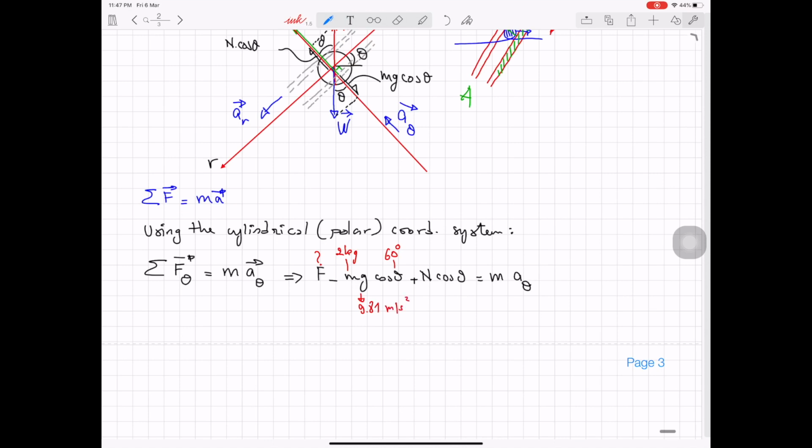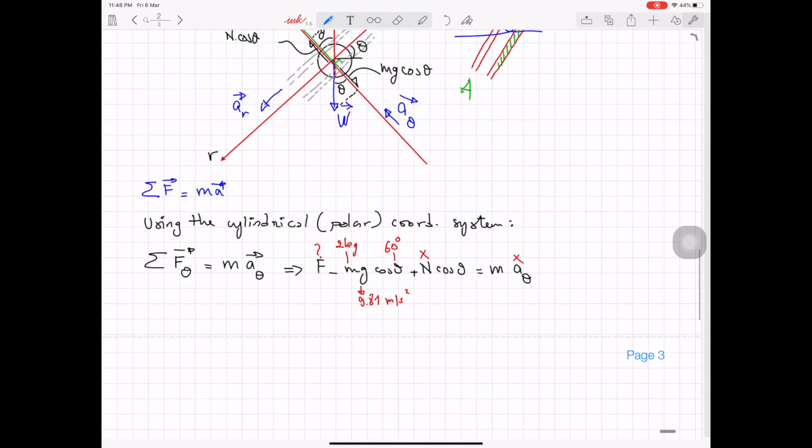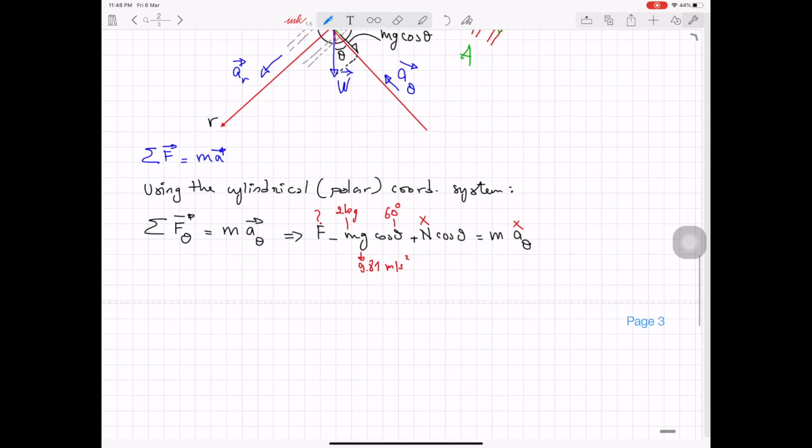Now here is the issue. I don't have N, the reaction of the horizontal support, and I don't have A theta, the transverse acceleration. So this is the issue. I don't have N and I don't have A theta. Imagine if I have N and A theta, it will be easy to calculate the force F. So let's start one by one.